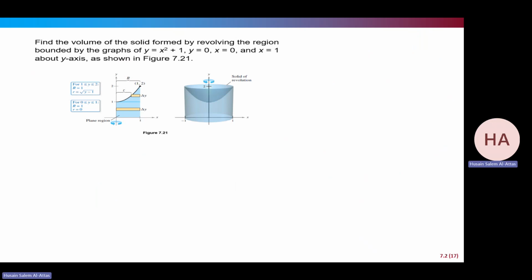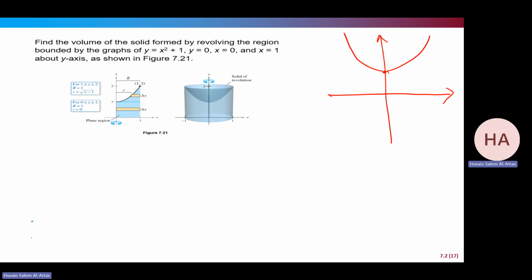Find the volume for the graphs y equals x squared plus 1, y equals 0, x equals 0, and x equals 1. Now the region. First, we need to see the region. That will be the region. Then we'll do the calculation. Okay, now I need to do the region first. What will be the region? The region will be y equals x squared plus 1, which is this.